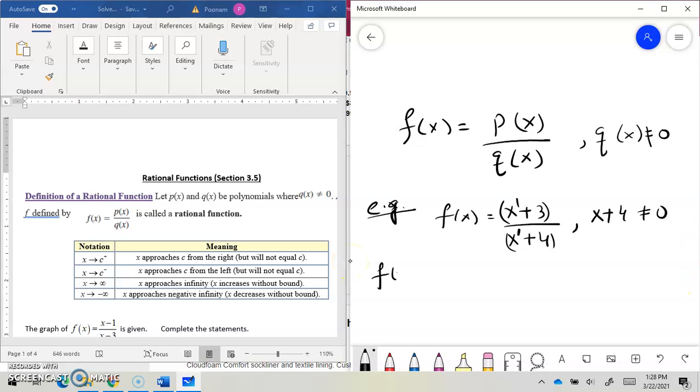Let's take another example. Say we have f of x is equal to x squared minus 2 divided by x plus 3. This is another example of a rational function. So a rational function is a function which looks like a fraction where the numerator is a polynomial and the denominator is also a polynomial.